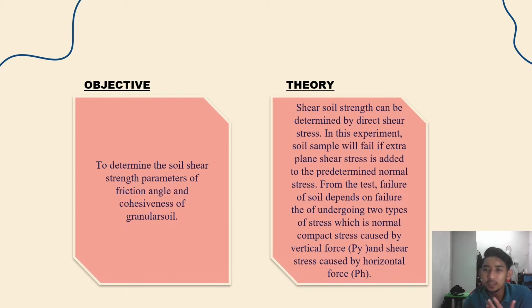The theory for this experiment is that soil shear strength can be determined by direct shear stress. In this experiment, the soil sample will fail if extra plane shear stress is added to the predetermined normal stress. From the test, failure of the soil depends on two types of stress, which are normal compressive stress caused by vertical force and shear stress caused by horizontal force.